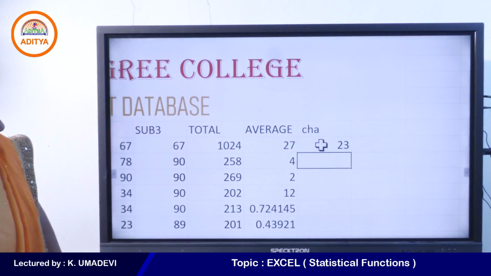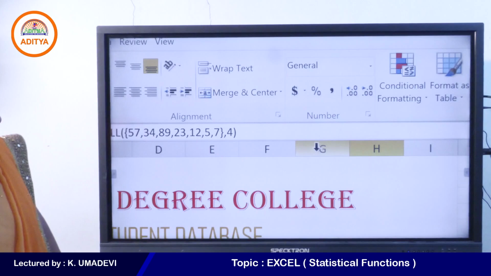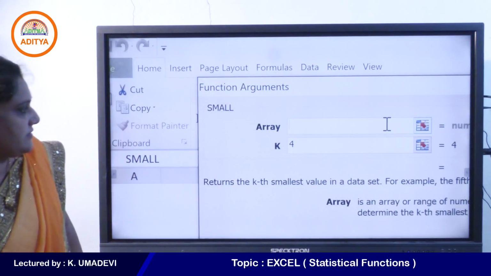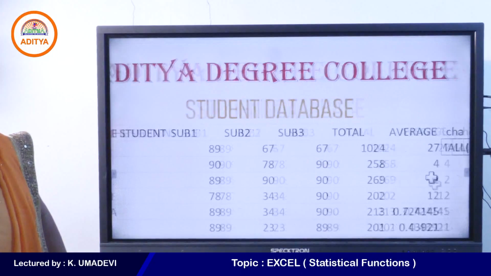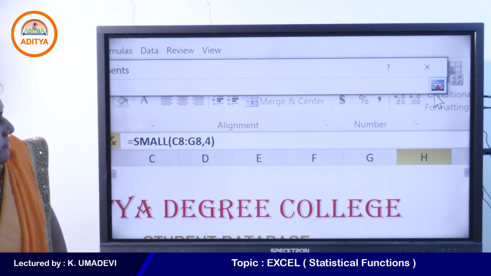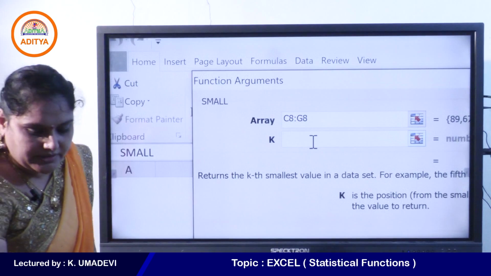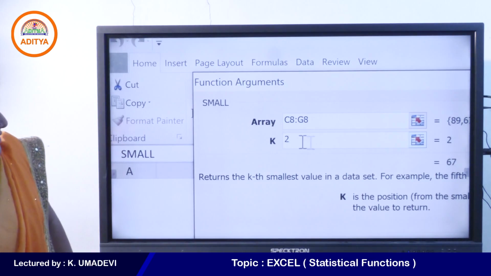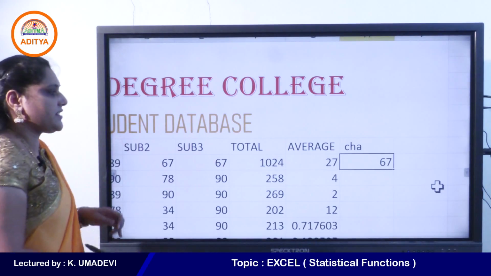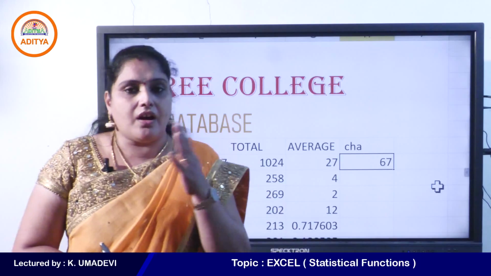Just observe the result. Okay. So if you want to select the range, simply click on FX and remove the elements. Click on that button and select the range. So now I want to find the second smallest number. See, the result is 67, and then click on OK. So now the result is 67. So like this, small and large functions are used to find the kth largest element or kth smallest element.